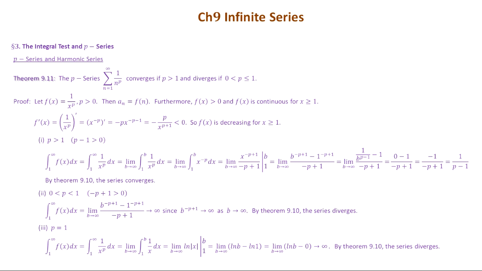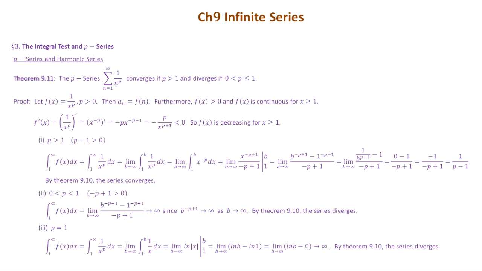The proof of this theorem is not very hard, so we can prove it easily by using the integral test. Again, you just change n to x and define a function f to be 1 over x to the p. Again, we consider the case p greater than 0, or positive. So obviously a_n equals f of n, and furthermore, f of x is greater than 0, we got everything positive, because we consider x greater than or equal to 1.